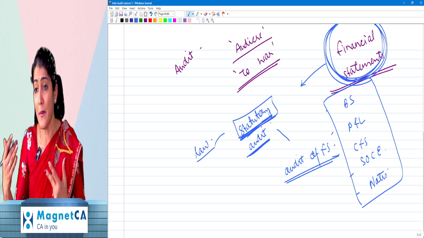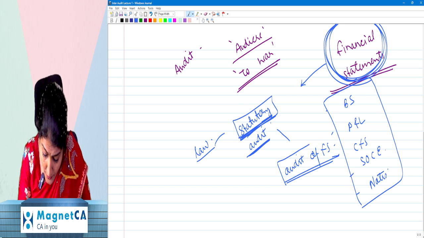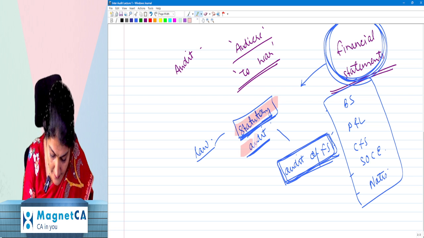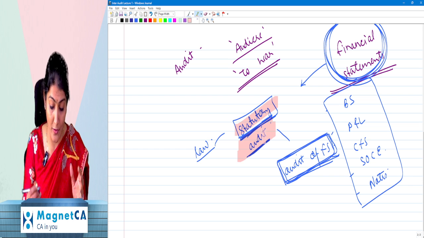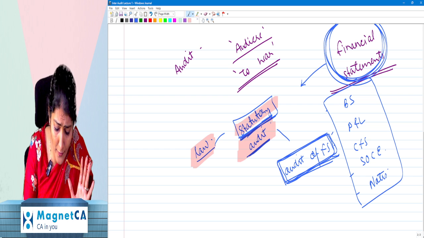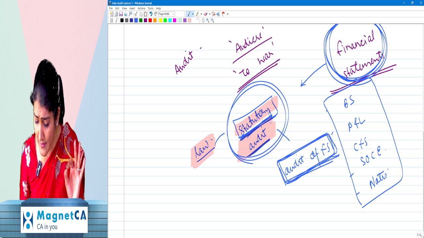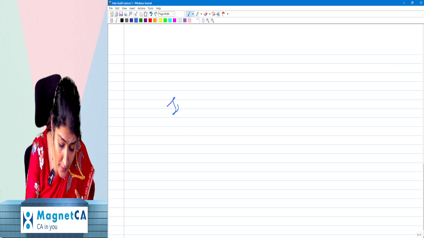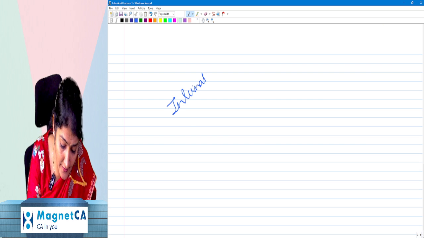Anyways, what we are talking about is the audit of the financial statements, and that audit is called the statutory audit. Why statutory? Because it is required under a law. One very popular audit is the statutory audit. Another very popular audit is the internal audit.